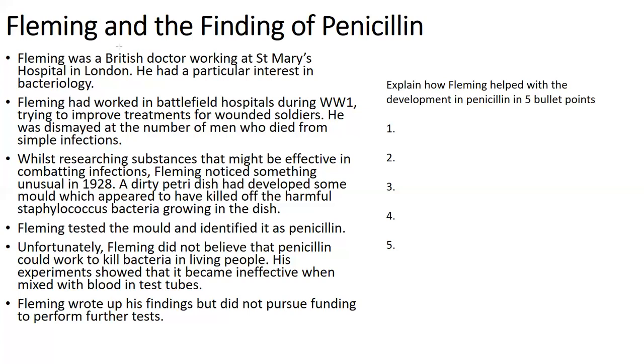Fleming tested this mould and identified it as penicillin. The key thing is that Fleming wrote down his findings, but he actually walked away from this because he didn't think that penicillin could kill bacteria in living people. His experiments showed this because apparently when he mixed it with blood, the penicillin became ineffective. However, that was the purest form of penicillin, so he didn't try dilution, he didn't do experimentation, which Florey and Chain did. He wrote his findings up, but he didn't pursue funding to perform further tests.